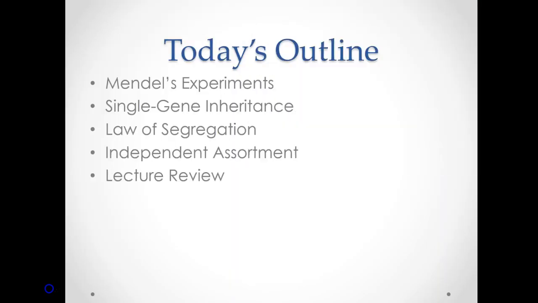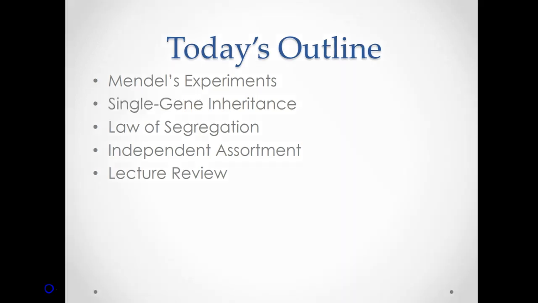So in this chapter, we're going to talk about how we discovered how traits are passed from one generation to the next. And it's largely in part due to the work of Gregor Mendel. So we'll talk about his experiments. And then we're going to talk about some of the important things that he discovered. So we're going to talk about the law of segregation and independent assortment. And we're going to talk about dominant traits and recessive traits, and there's a lot of vocabulary and terminology in this chapter, so pay particular attention to these terms.